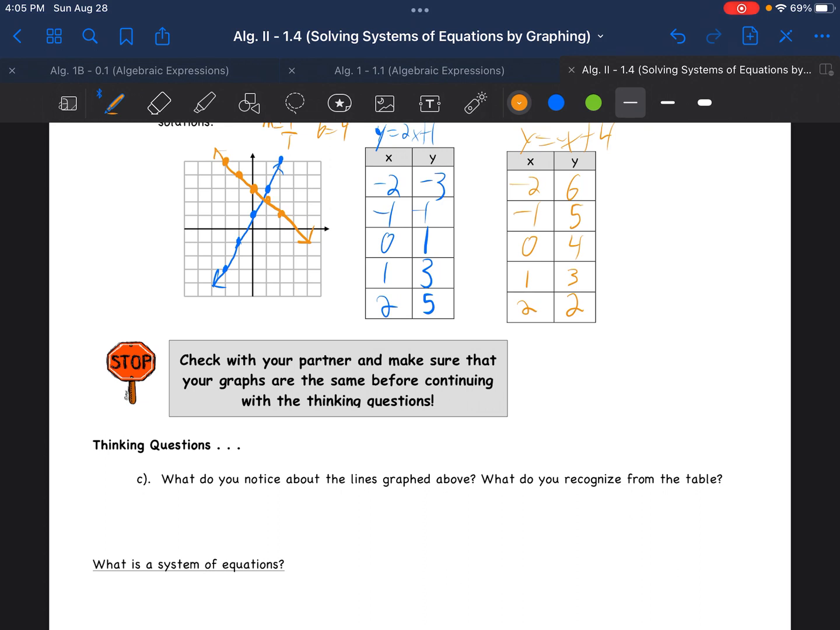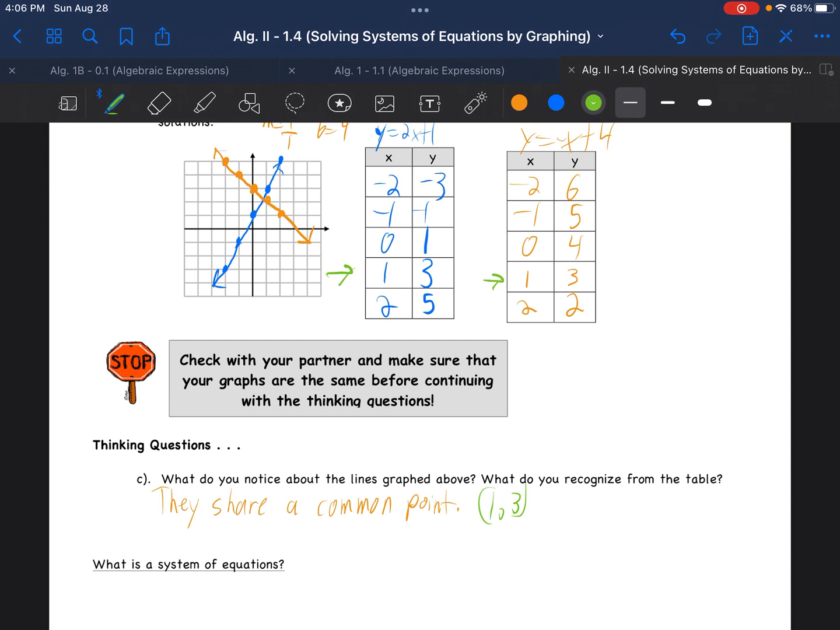One thing you might notice is that they share a common point, or they intersect. So I'm going to write down, hey, they share a common point. You might say, hey, they intersect, so you can write that down as well. And what do we recognize from the table, specifically? The common point they share is 1, 3. That is the specific point that they have in common.